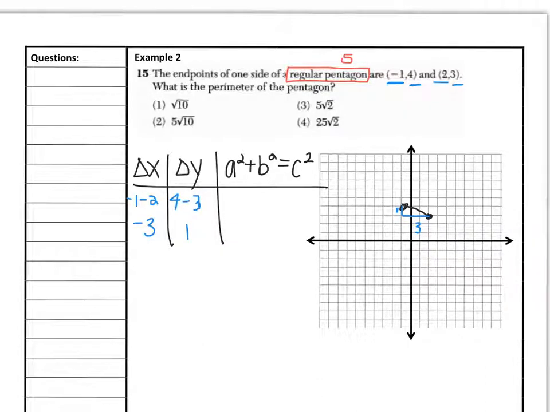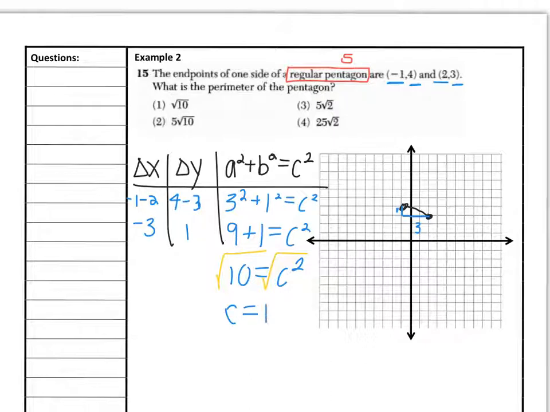So now I go over here, do my Pythagorean theorem with 3 and 1. 3 squared plus 1 squared equals c squared. 3 times 3 gives me 9. 1 times 1 is just 1. 9 plus 1 is 10. 10 equals c squared. I know I have to square root. C equals square root of 10.